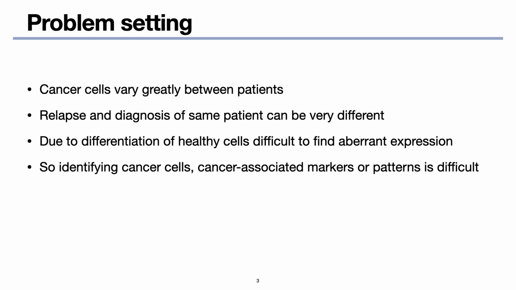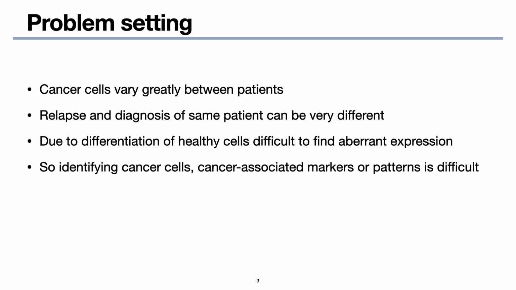First of all, because there's a huge heterogeneity between patients and even between the leukemia of the patient before and after treatment. Secondly, because the healthy cells go along this developmental trajectory, they change the surface markers constantly, and it's difficult to distinguish aberrant expression from a cell that's just transitioning from one stage to another and is not quite in either one of the stages yet.